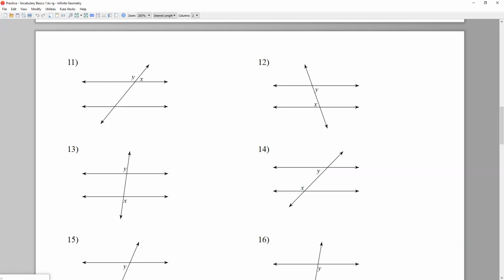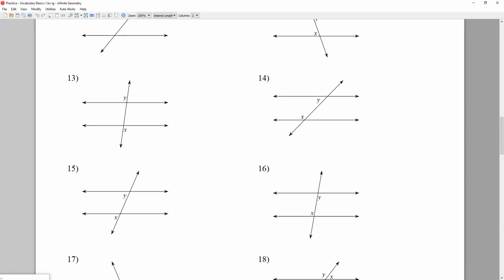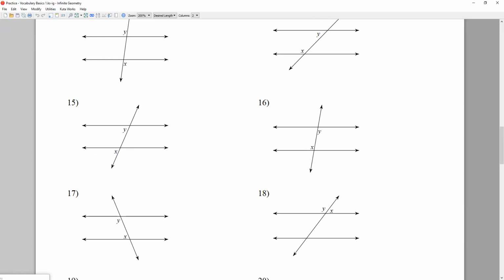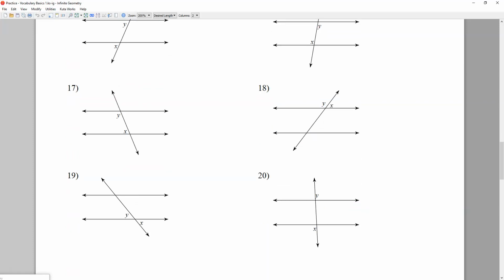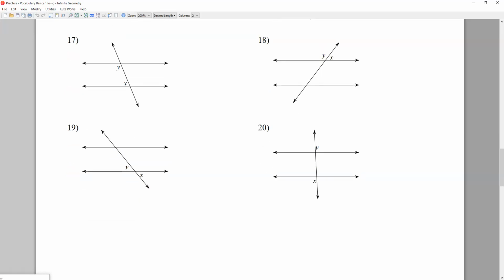Number 12, those are alternate interior angles. Number 13, alternate exterior angles. Number 14, same side interior. 15, corresponding. 16, alternate interior. 17, same side interior. 18, they make a linear pair. They are adjacent angles, make a linear pair. Number 19 would be vertical angles. 20, alternate exterior angles.